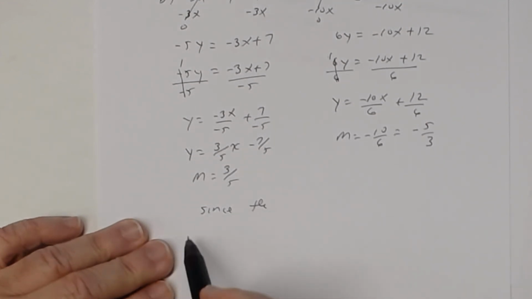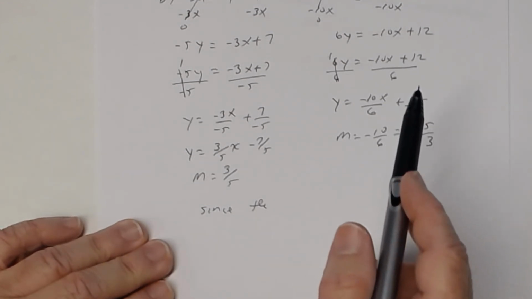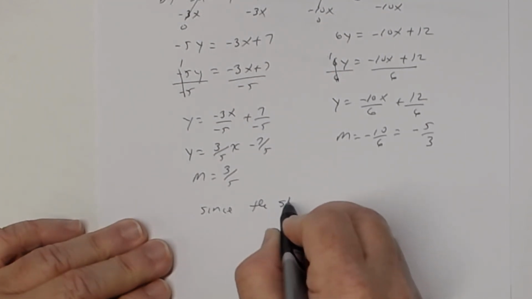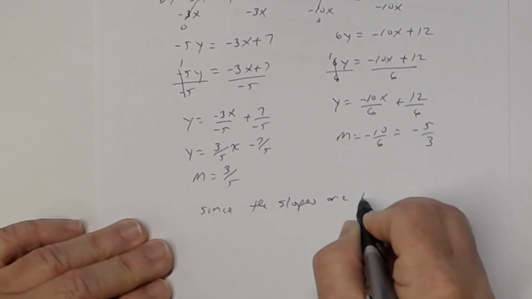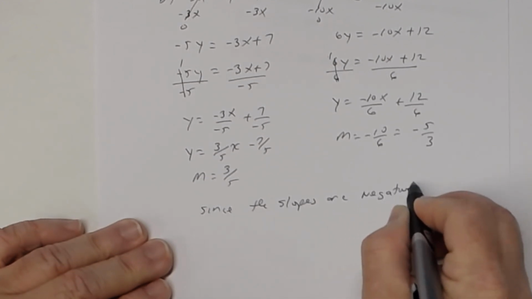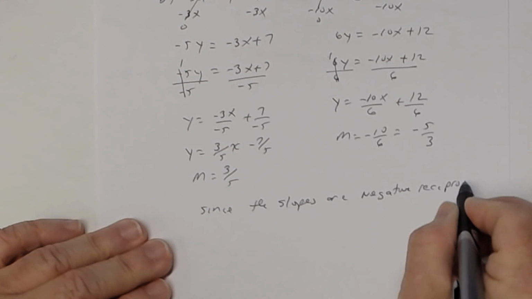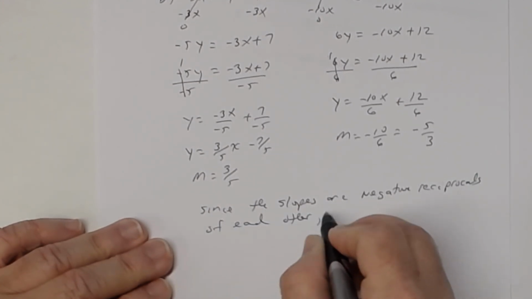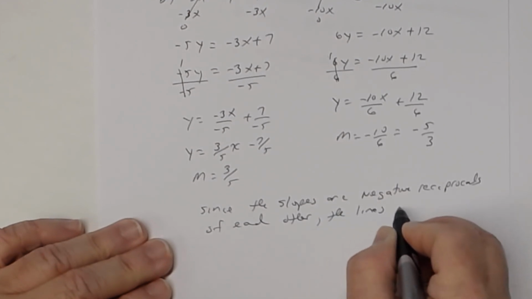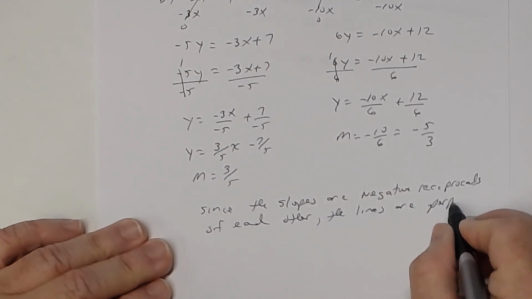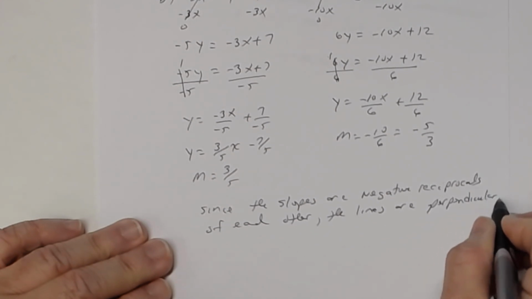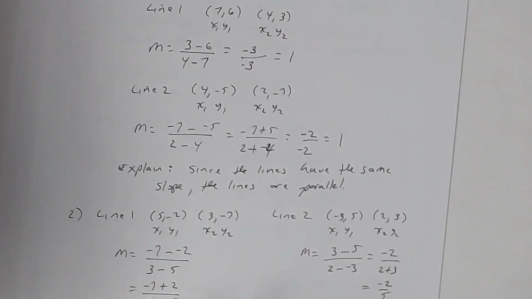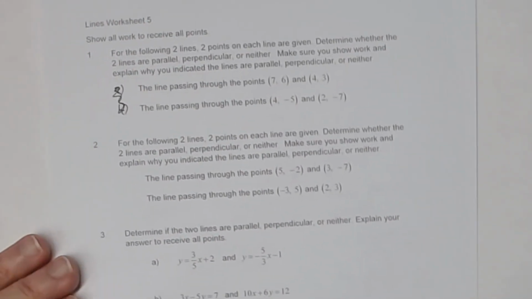Okay, you cannot just write what I'm about to write here. You have to tell me what those slopes are. So since the slopes are negative reciprocals of each other, the lines are perpendicular. Okay? All right, so that is the key to this worksheet.